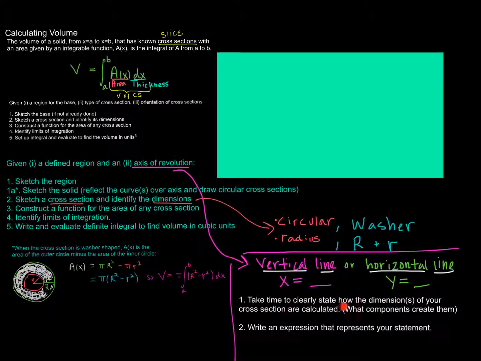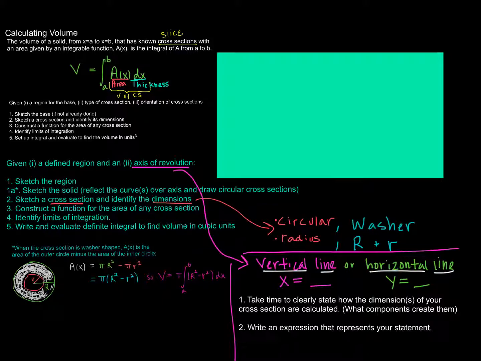Take time to clearly state how your dimension or dimensions of your cross-section are calculated. Ask yourself, what components will create that dimension? Just like we did in the previous problem, we asked ourselves, what components go into determining the radius? And once I've stated that, I want to write an expression that represents your statement. So my statement was, it was the x-coordinate of the line x equals 4 minus the x-coordinate of the green curve, and then I wrote an expression that actually stated that mathematically. Those are going to be the keys to success.